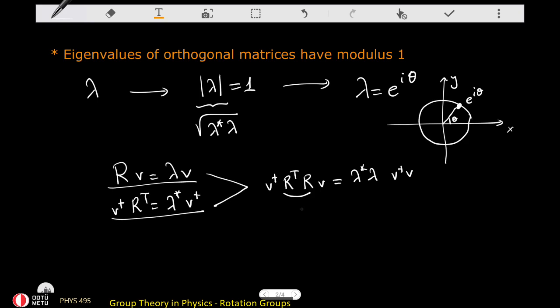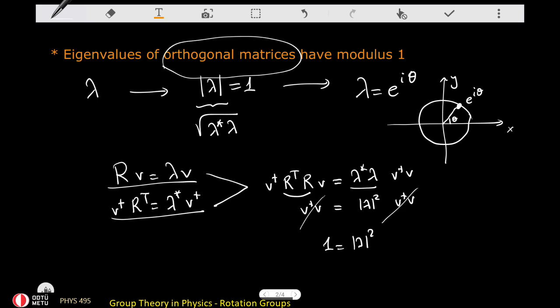Let's remember that R transpose R is the identity, so on the left-hand side I have the inner product of V with itself. On the right-hand side, I have the modulus squared of the eigenvalue, and then V dagger V. Since the eigenvector is non-zero, V dagger V is non-zero, so this cancels. As a result, we get that the modulus of lambda squared is equal to 1. This shows that the eigenvalues have modulus 1. By the way, this is in general true for any unitary matrices. Let's remember that the orthogonal matrices are unitary matrices with real entries.